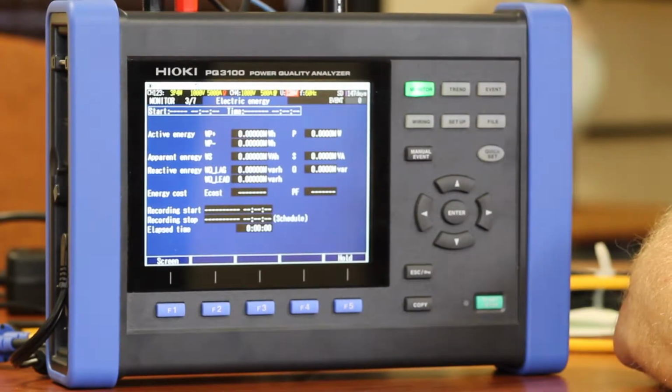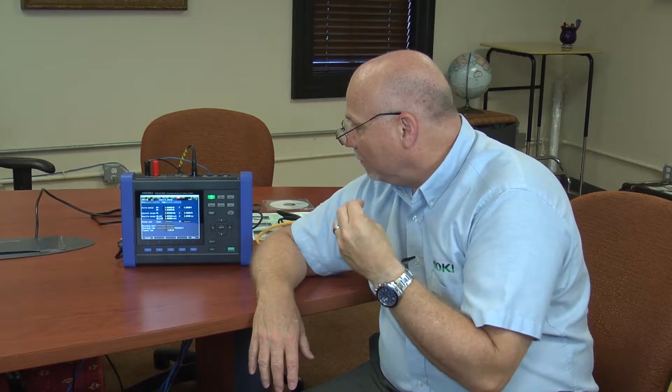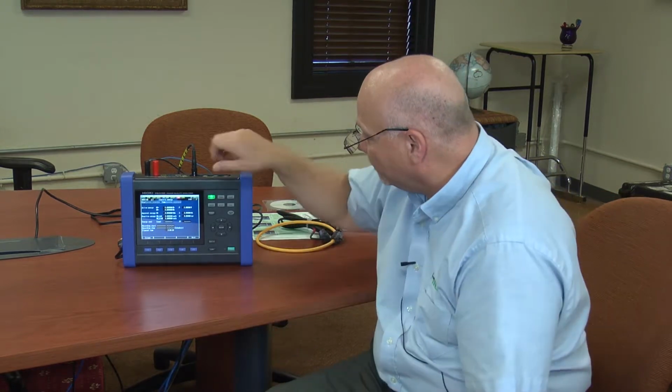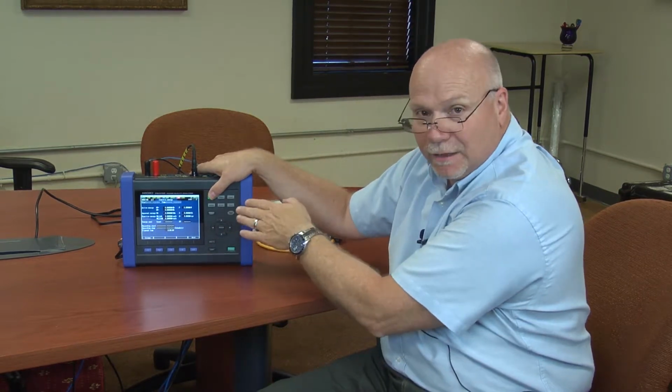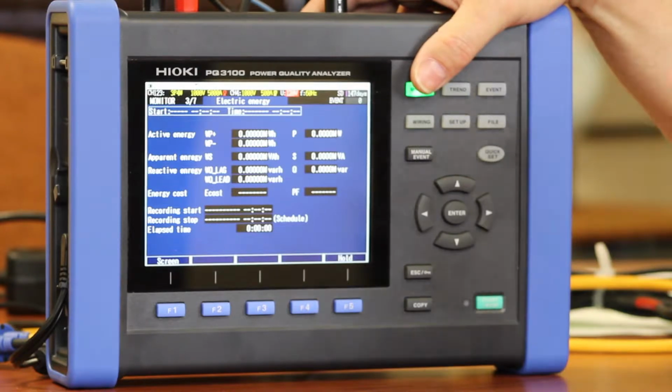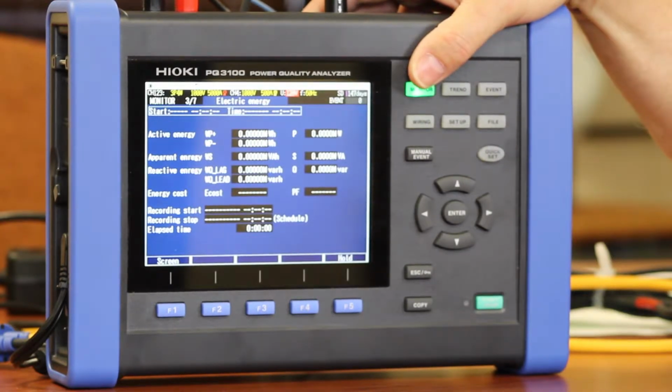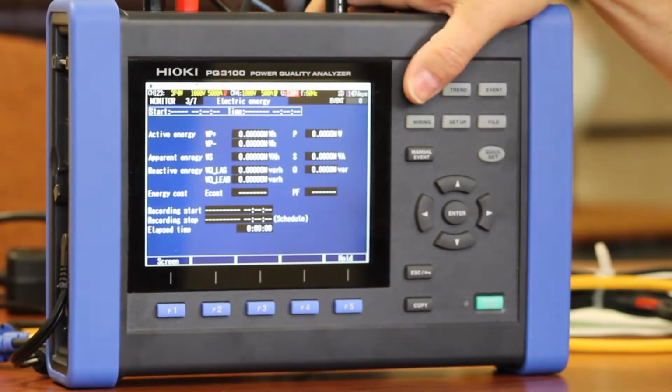Okay, the third screen is going to give you the ability to look at all your energy, your kilowatt hours, your demand, and so on. You're not going to see anything on here at the moment, only because we haven't started our recording process. This is the only screen that is not a metering screen. It actually will start collecting data once the unit starts the recording process.